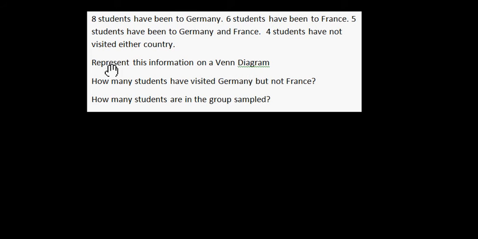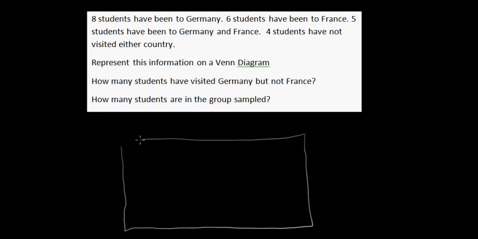That's the first part here: represent this information using a Venn diagram. So you always draw your universal set anyway, so we're going to draw a big rectangle here, and this is our universal set. We're talking about two things here, Germany and France, so we need 2 circles.